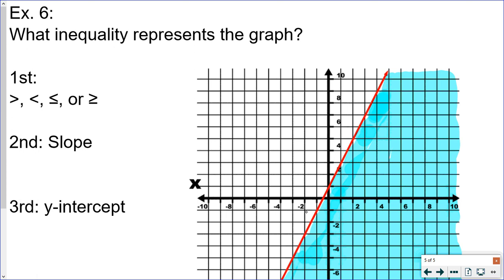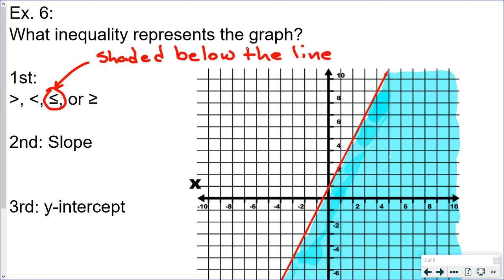So since this is shaded below the line, and I forgot one other piece, it's a solid line, so it's "or equal to." So since it's below the line, we're going to use less than or equal to. The reason I'm choosing this is because it's shaded below the line and it's solid. So that's how I know that it's less than or equal to. If it was greater than or equal to, it'd be a solid line shaded above.